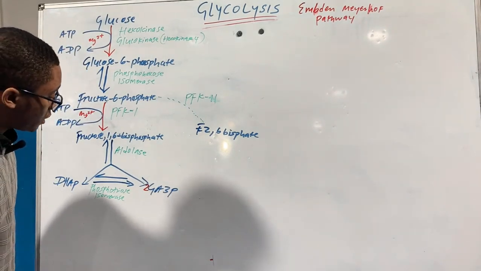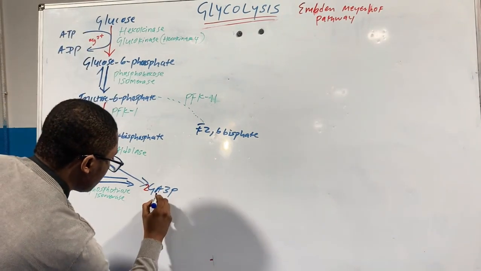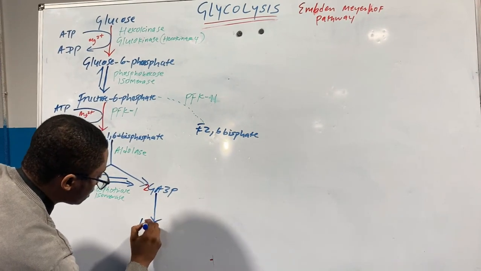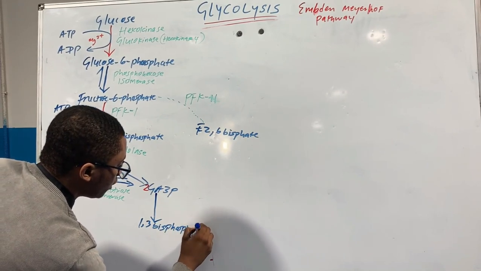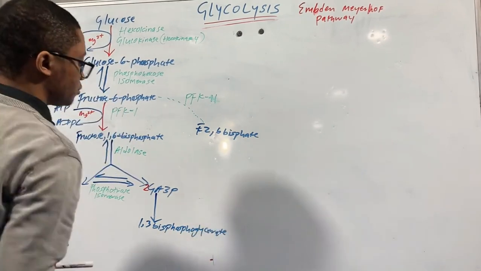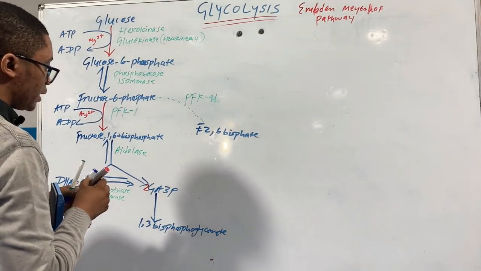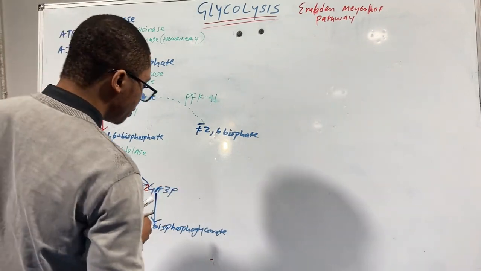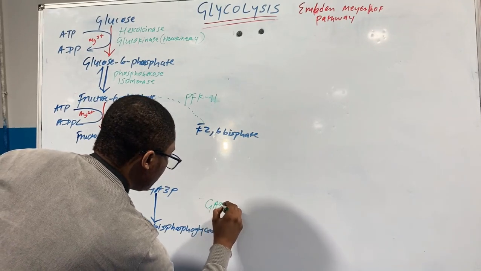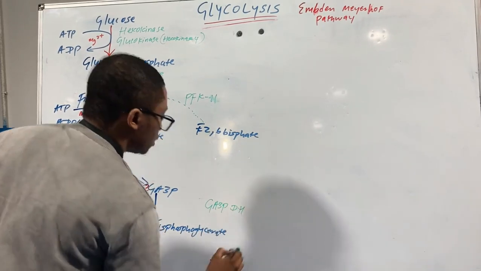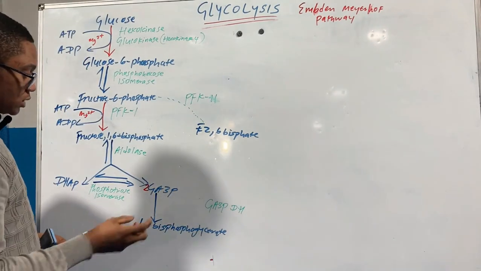the hydrogenation and phosphorylation of glyceraldehyde 3-phosphate into 1,3 bisphosphoglycerate. Okay, and the enzyme that catalyzes this reaction is called glyceraldehyde 3-phosphate dehydrogenase. What this enzyme does is it actually does two things.